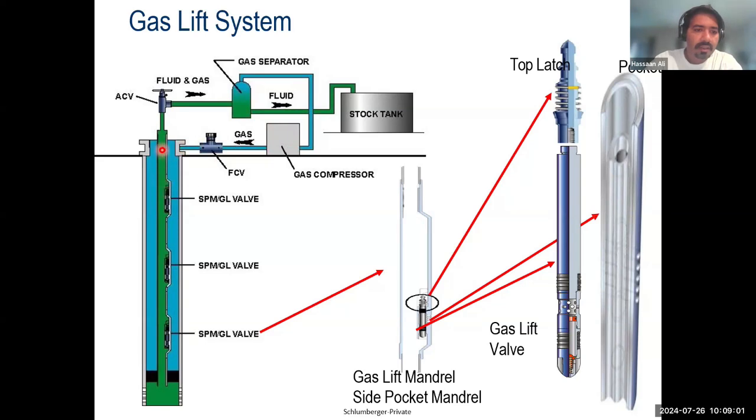Essentially, when the gas along with the fluid is produced, it goes to the gas separator, where the fluid will go into the stock tank, while the gas can be recycled for use by the gas compression.